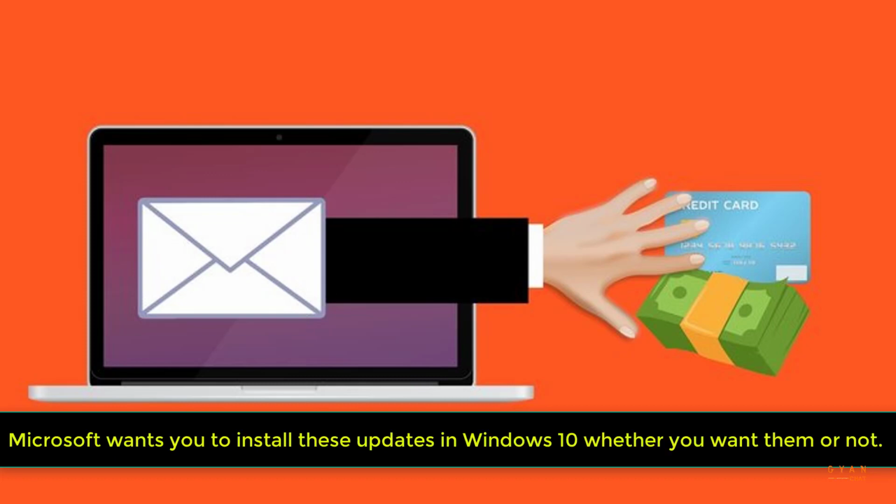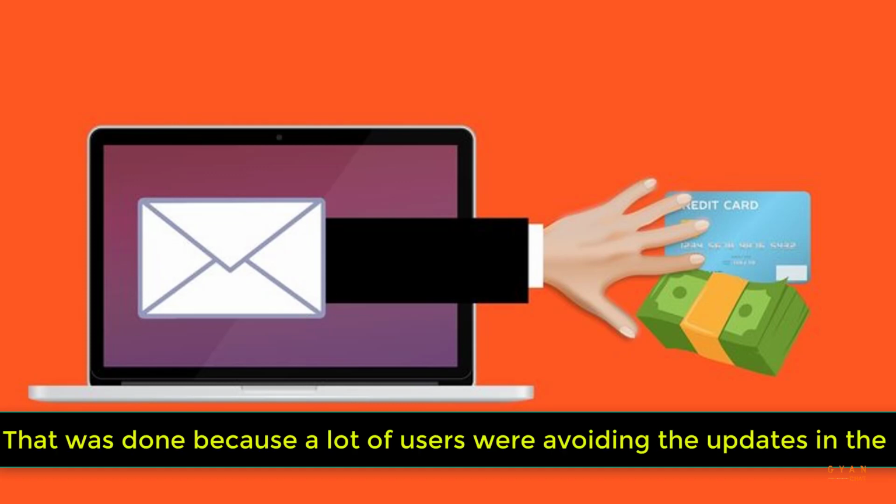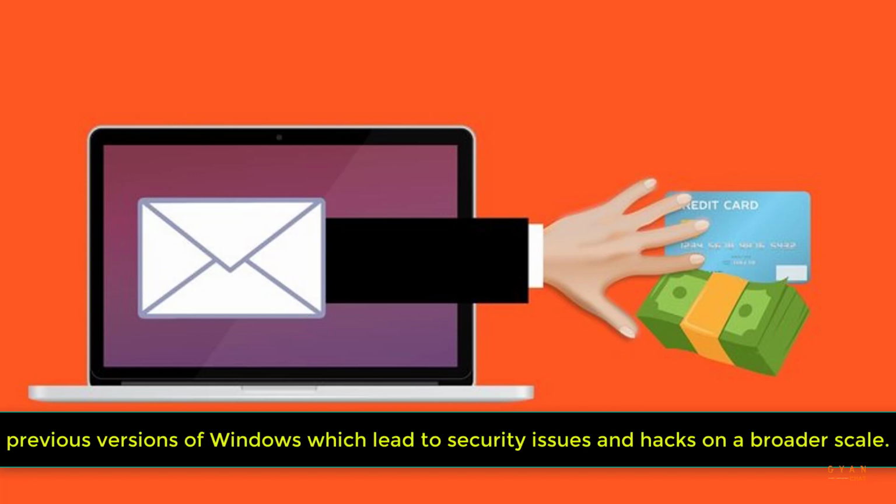Microsoft wants you to install these updates in Windows 10 whether you want them or not. Changing settings will only delay them but cannot stop them, especially for Windows Home users. That was done because a lot of users were avoiding the updates in previous versions of Windows, which led to security issues and hacks on a broader scale.